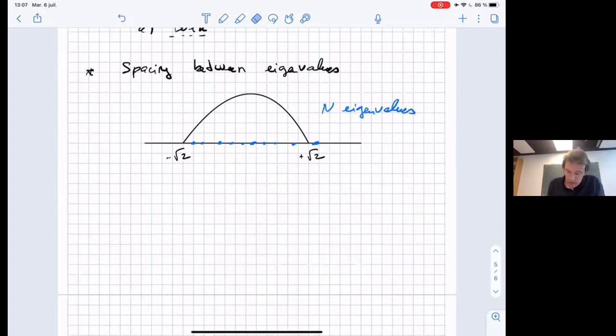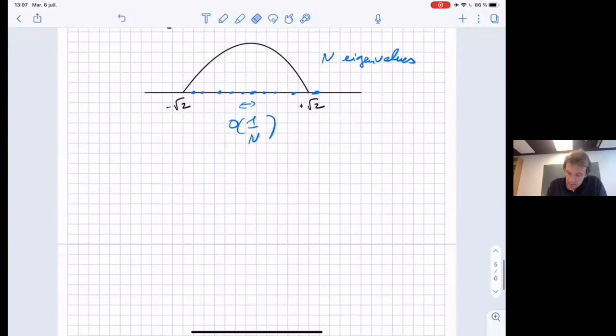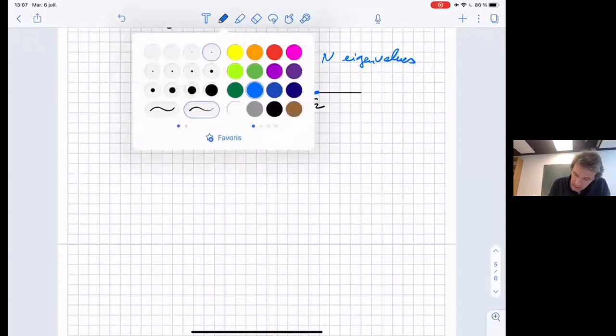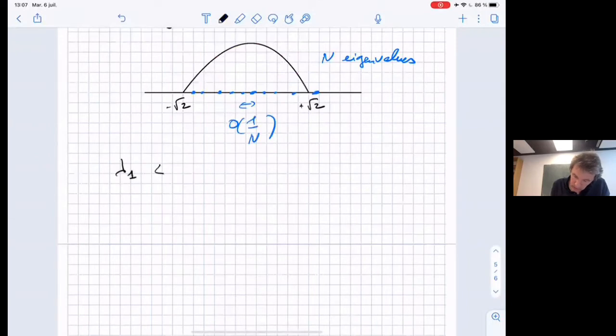And they lie on an interval which is of order one. That means that typically the distance between two consecutive particles will be of order one over n. So if you really look in the bulk at the typical distance between two particles, or two eigenvalues, it will be of order one over n. Now let's define the spacing. For that, let me just order these eigenvalues. Let's assume that lambda one is less than lambda n. And let me call s the spacing between two consecutive eigenvalues.